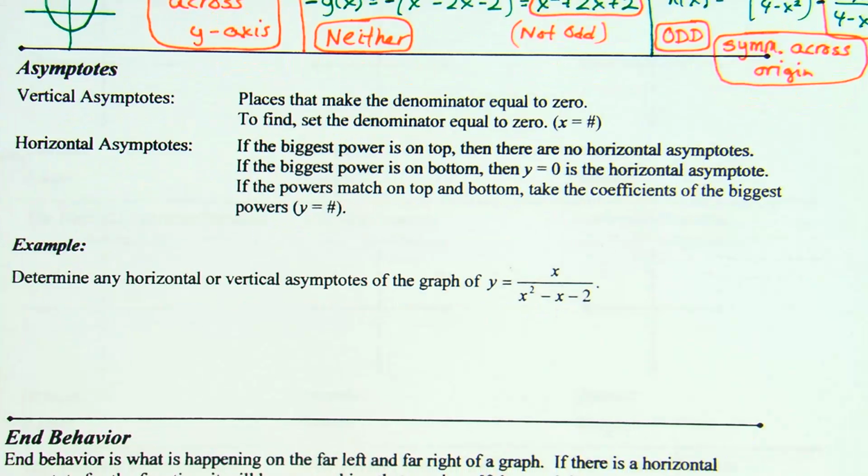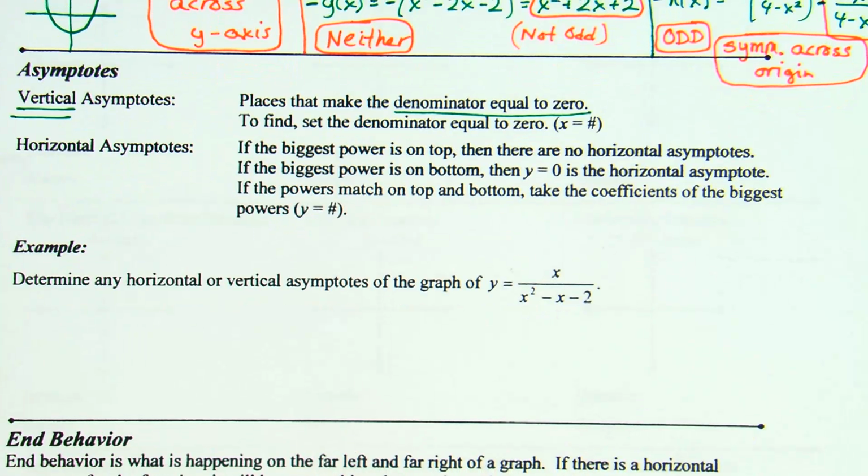Vertical asymptotes. We've talked about vertical asymptotes lately, right? Vertical asymptotes are places that make the denominator equal to 0. In order to find a vertical asymptote, you're going to set the denominator equal to 0. Horizontal asymptote is more of an if-this-or-that, it just depends. You have to look at your biggest power. So it's all about the biggest power.